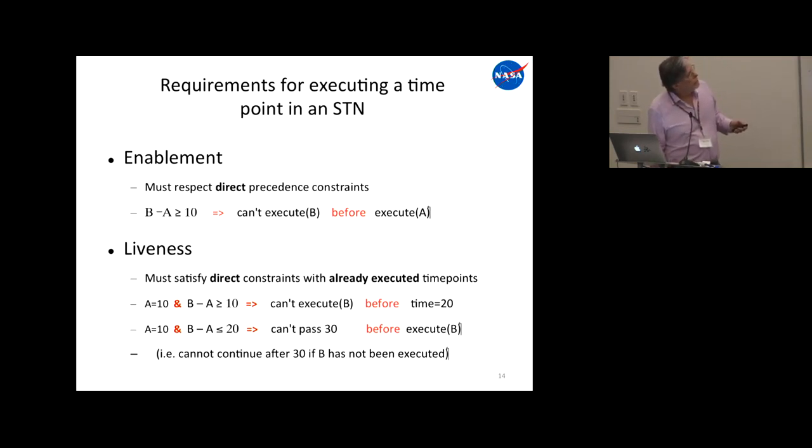Okay, here's another example. Here's an example about making time pass, which is one of the things the dispatcher does. It watches time. So if you executed A at 10 and you have this constraint, then you can't let time pass 30 before you execute B. You waited too long, okay? And you can see that if you just think about it. If you have this constraint, that B has to follow A within this time frame, and A is 10, you obviously have to execute B before time 30. So you can't let time pass. Okay? Does everybody see that?